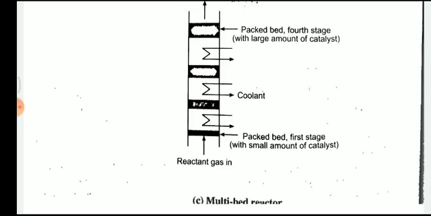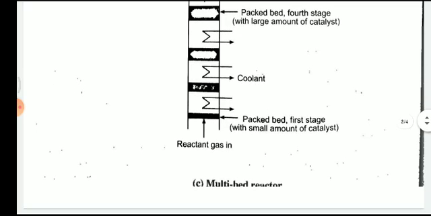Again, the fluid is sent to the next bed. The next bed is much greater than the first stage, and then again the coolant is applied. Then again it is sent to the next catalyst bed. Then again the size of the catalyst bed increases more.